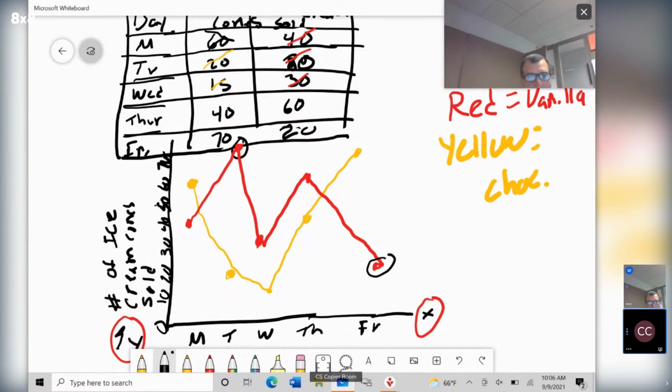And then we could do the same thing for the chocolate, and we could see on Wednesday that was the least amount of chocolate cones sold.